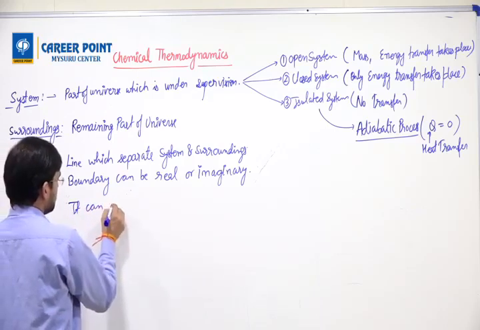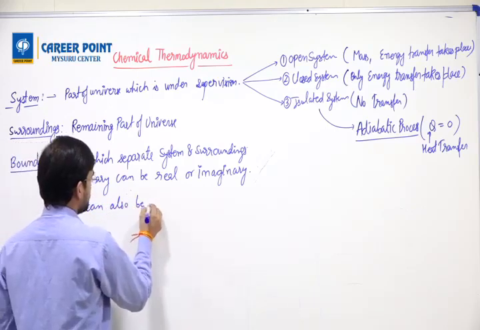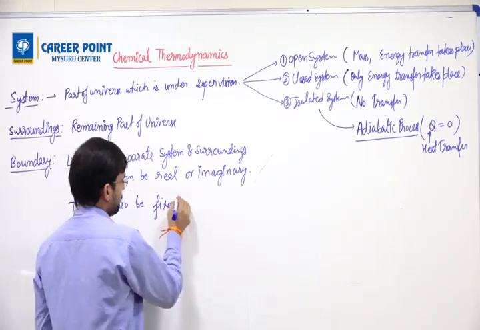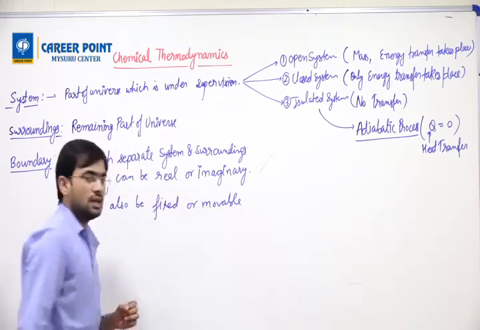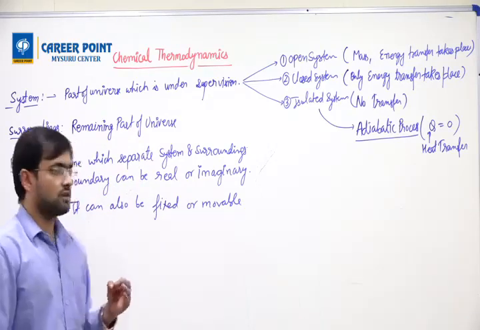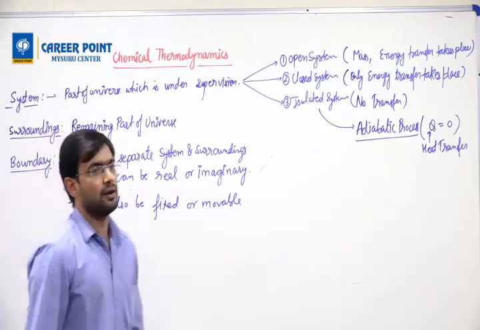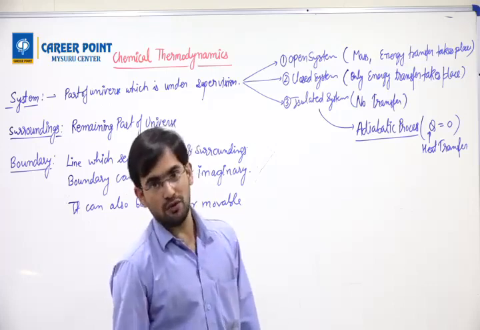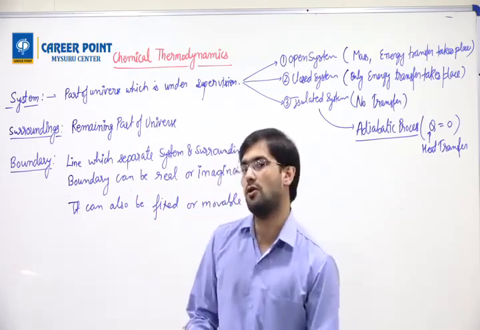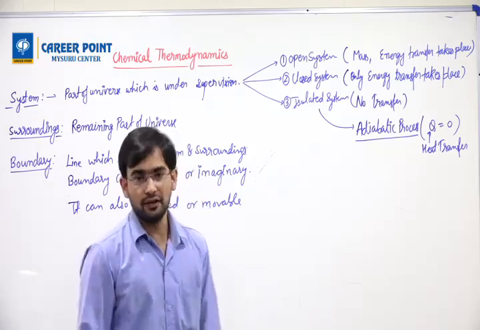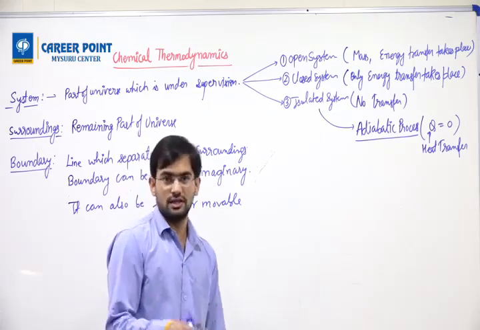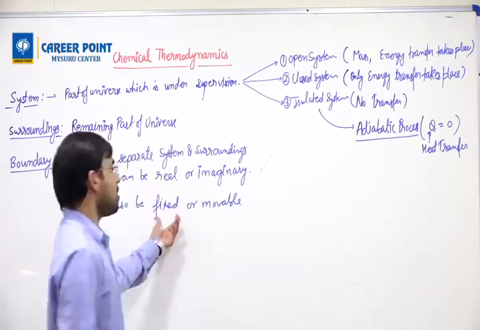It can also be fixed or movable. In a closed container, it could be a fixed boundary or a movable boundary. Let's take a furnace. If you take a furnace, its walls are fixed. They don't move. So, fixed boundary.